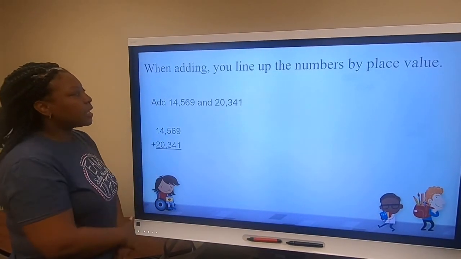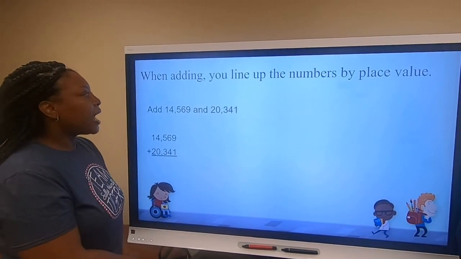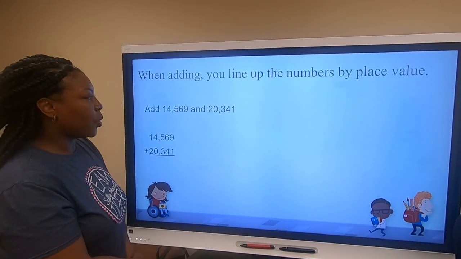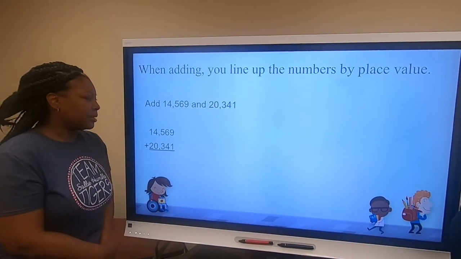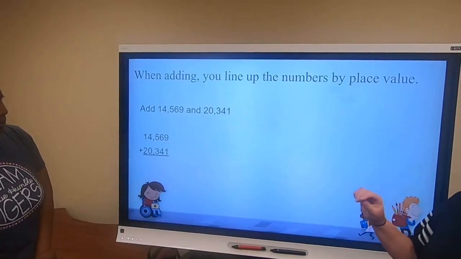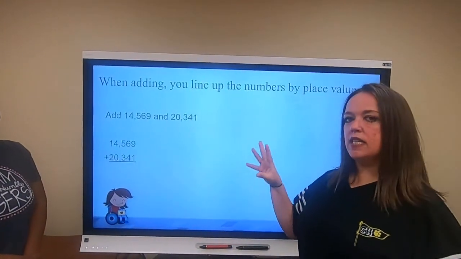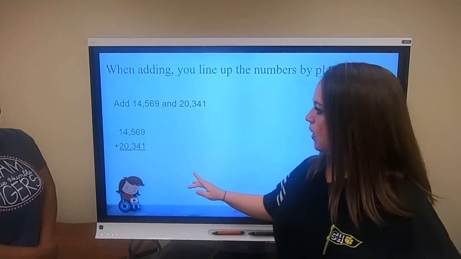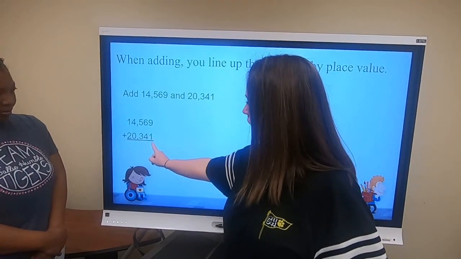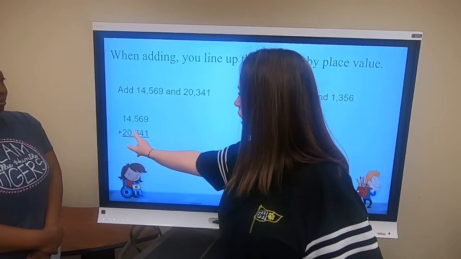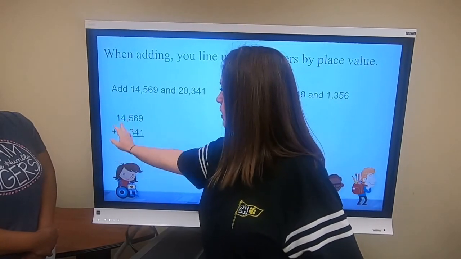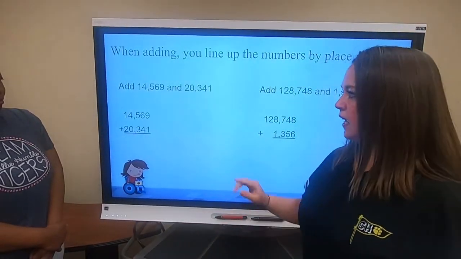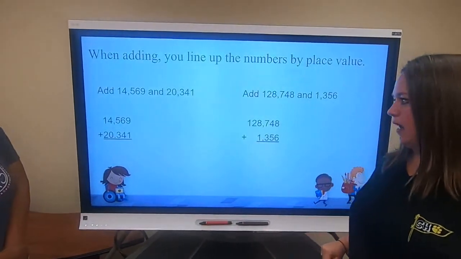If I'm adding 14,569 and 20,341, Miss Wilson, what do you think I need to do? Well, I know that I can only add ones together with ones and tens together with tens. So I need all of my ones to be lined up and my tens, my hundreds, thousands, and my 10,000s, because I can only add like units together.